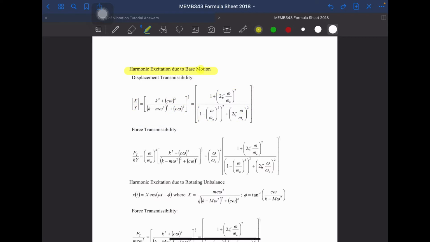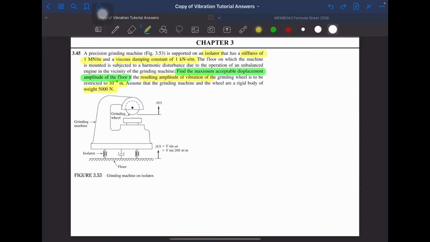because you don't have to find omega n. The question already gave you the k and the damping constant, and they also give you the omega. Everything is given, so just straight away use this formula. If you want to use the other formula you can, but you have to find omega n first, and also your zeta. Only then can you use it. So use this formula for problem 3.45.